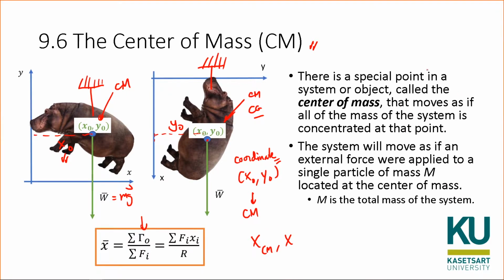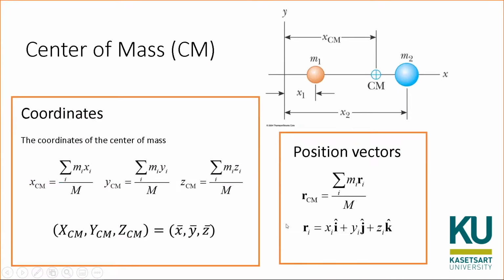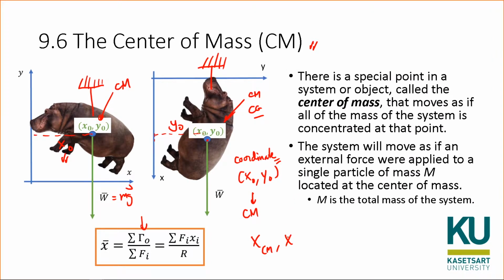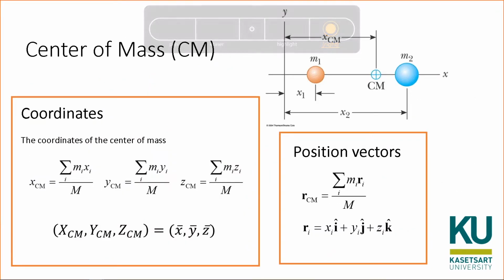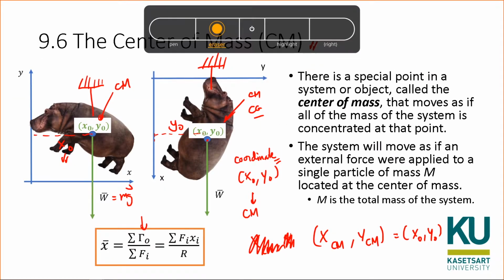In this case, I can't find my arrows. Sorry. I will rewrite it. xcm and ycm are the distances that you observe here, x0, y0. Okay, I will go back first. I know I will rush this part first. No worry.